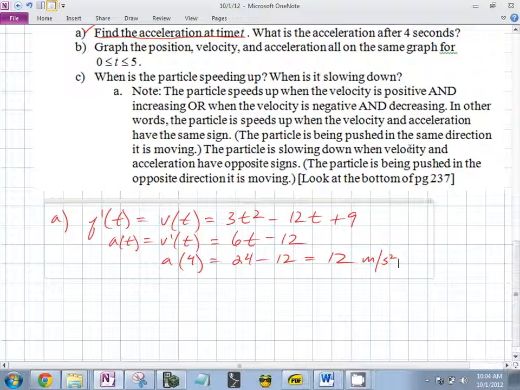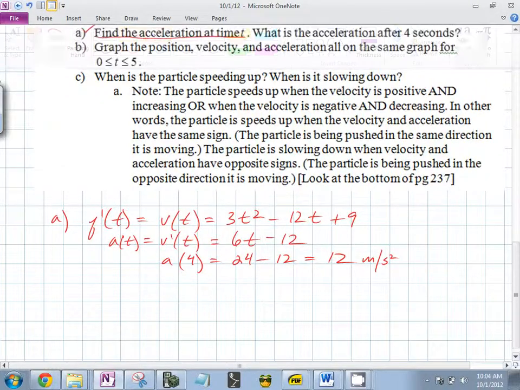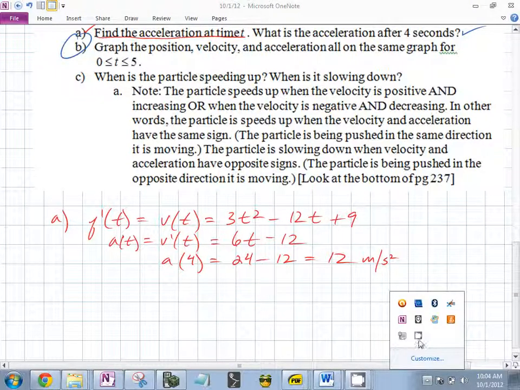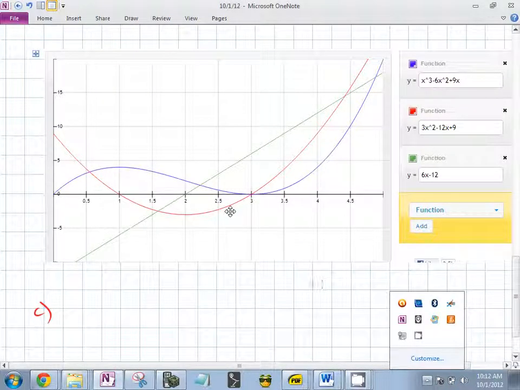Part B of this asks, so we did this, good. Graph position, velocity, and acceleration all on the same graph for time from 0 to 5. So what should you use if you're going to graph this? I'm going to simplify this as much as I can.